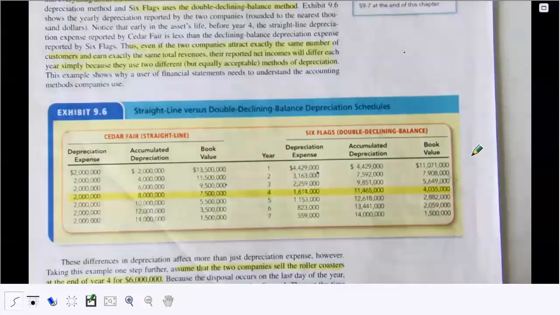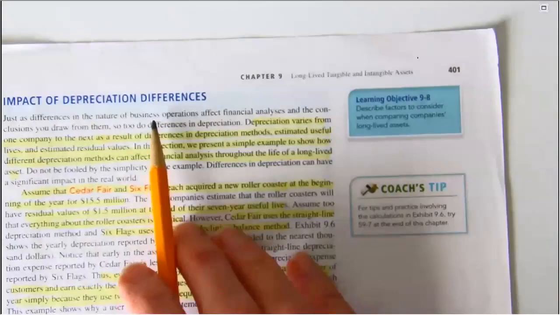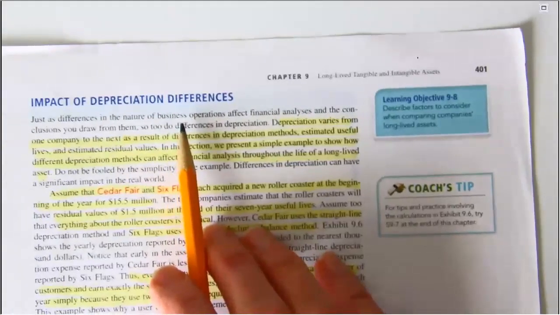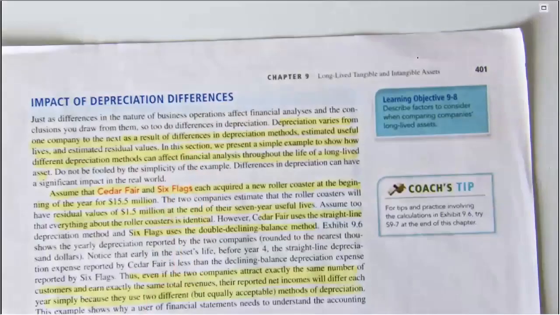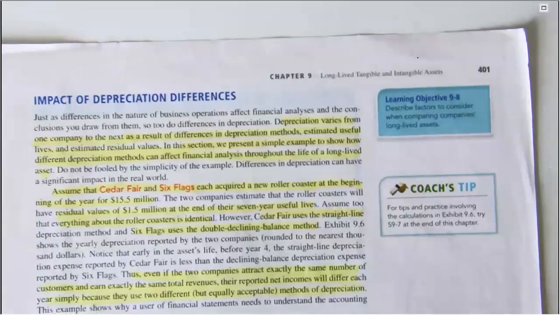So I wanted to start today by talking about the impact of depreciation differences. We briefly touched on this when we talked about the disposal of long-lived tangible assets. And we said that depending on whether you depreciate it straight line method versus units of production versus a declining balance method, you could end up with a gain or loss on disposal because of the depreciation method itself, not necessarily because you use the asset differently. So I wanted to pull this page out of our textbook too, just to spend a few minutes on how that happens.